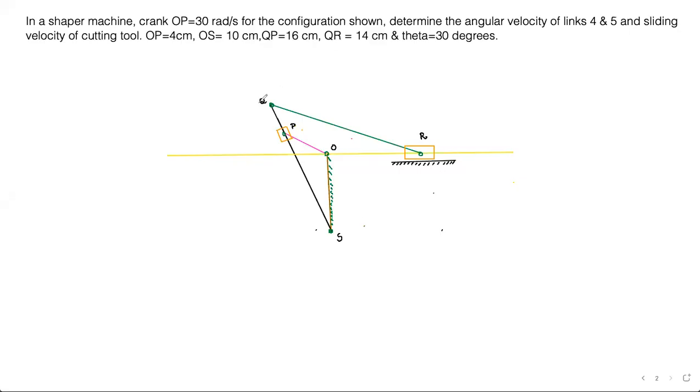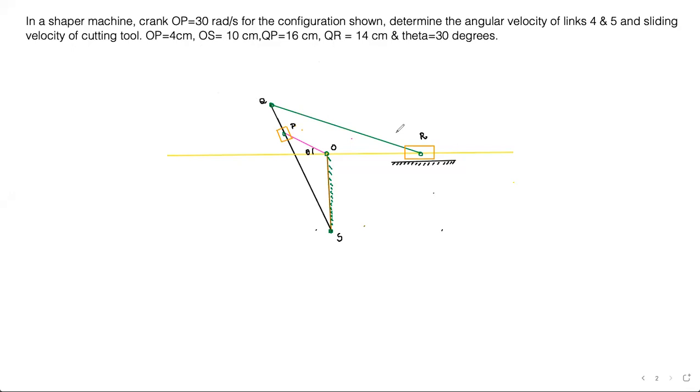Hello students, so now we are going to start a problem which is a crank and slotted lever mechanism, and this mechanism is used in a shaping machine according to the question. All the lengths are given and angular velocities are given. We can see that clearly in the question. And finally, here theta also is given, like 30 degrees. I'll just write it theta.